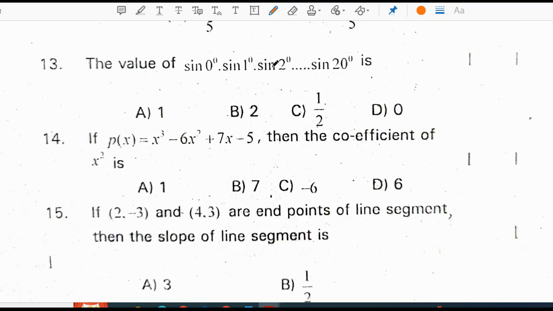The value of sin 0, sin 1, sin 2, and so on, sin 20 is 0. Reason is sin 0 value is 0. 0 into any number will also be 0. So correct option for 13th question is D.